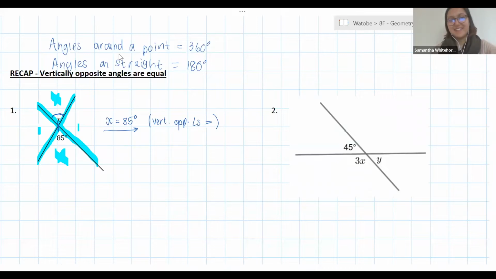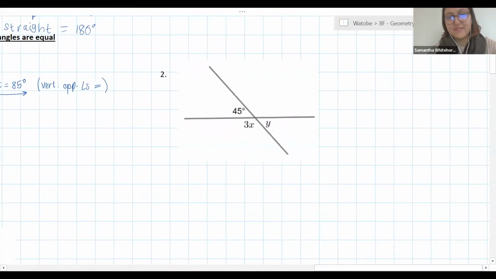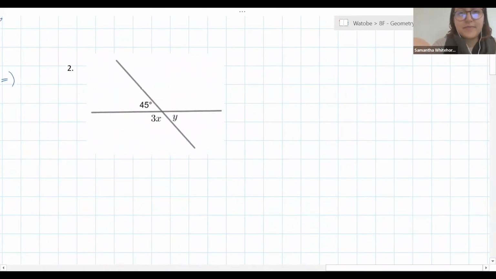Ma'am, the answer for Y is 45 because they are vertically opposite. Awesome. Let's go. Well done. And I love that we are automatically giving our reason. We have to remember those reasons. Okay, vertically opposite angles are equal.